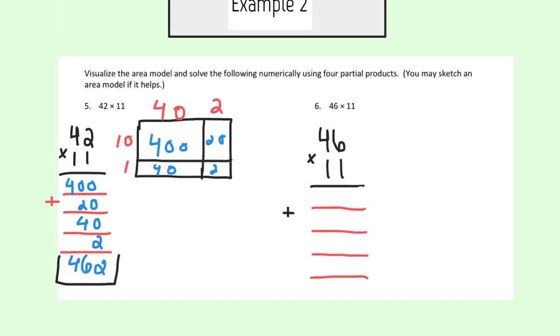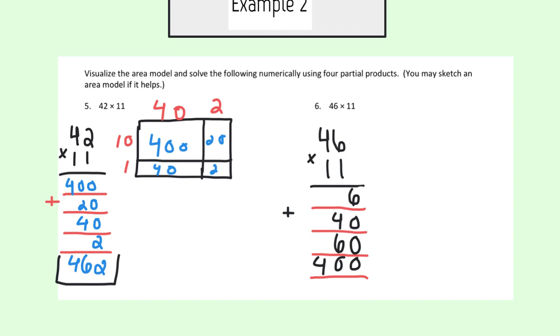For number 6, our expression reads 46 times 11. So I wrote out our 46 times 11 in the spaces for our 4 partial products, and we're going to attempt to do this without an area model. We're going to start by looking at the 1 spot. So 6 times 1 is equal to 6. It's important to remember that this is not a 4, it's a 40 because it's in the 10 spot. So 40 times 1 is equal to 40. And again, this 1 is not just a 1, it's in the 10 spot, so it's equal to 10. So 10 times 6 is equal to 60. And finally, 40 times 10 is equal to 400.